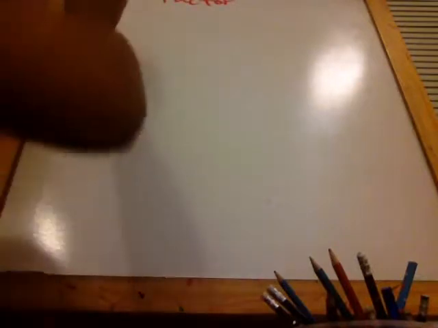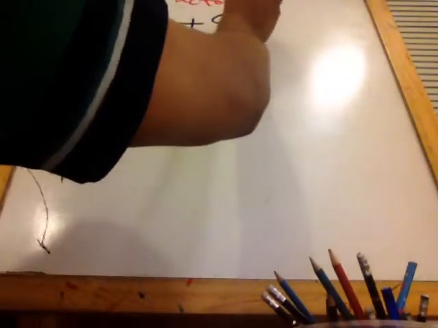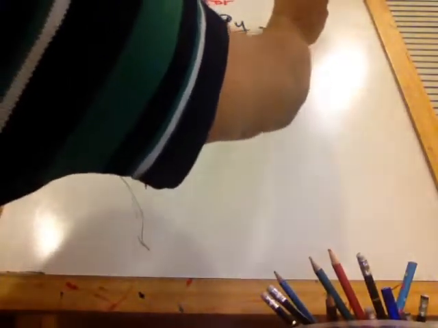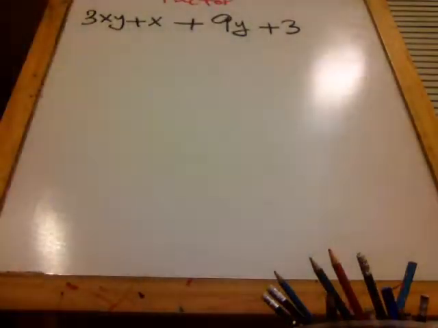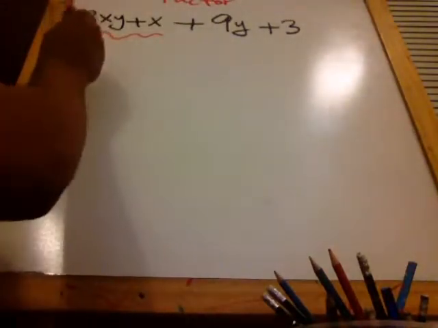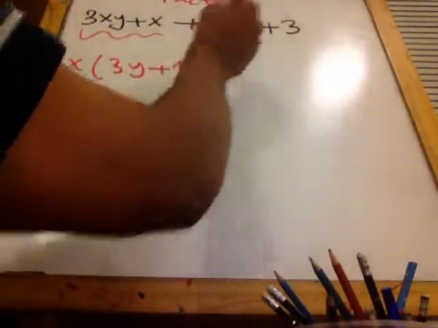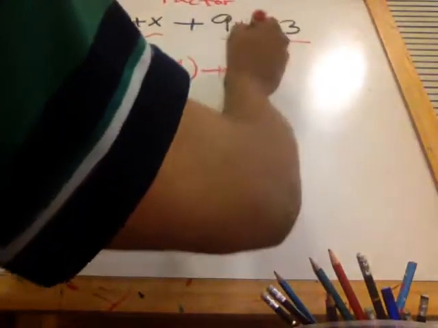This will be the last example. If I have 3xy plus x plus 9y plus 3, by grouping, I can take x as a common factor, so what is left is 3y plus 1. I will group these together again. I'll take 3 as a common factor, and I'll get 3y plus 1 here.